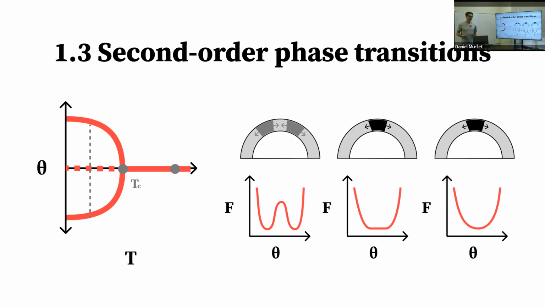So what we see here is that in a second order phase transition, this change is continuous. There's no sudden jump from one well to another. It involves a continuous change in theta.